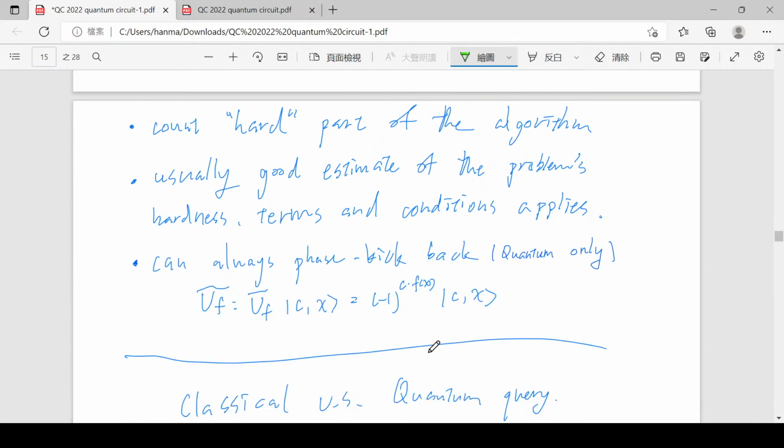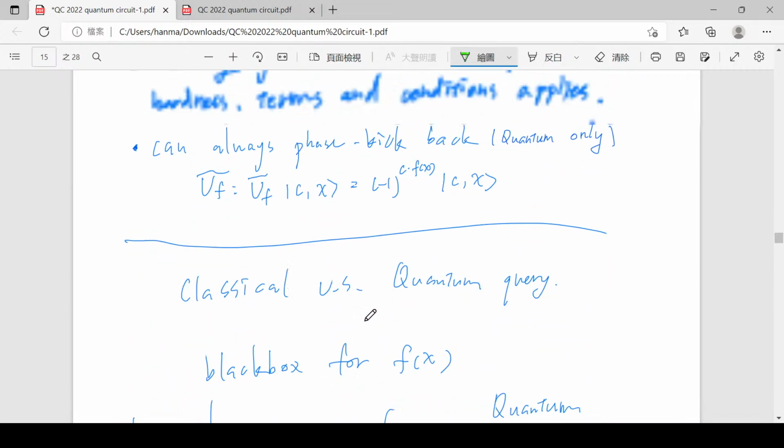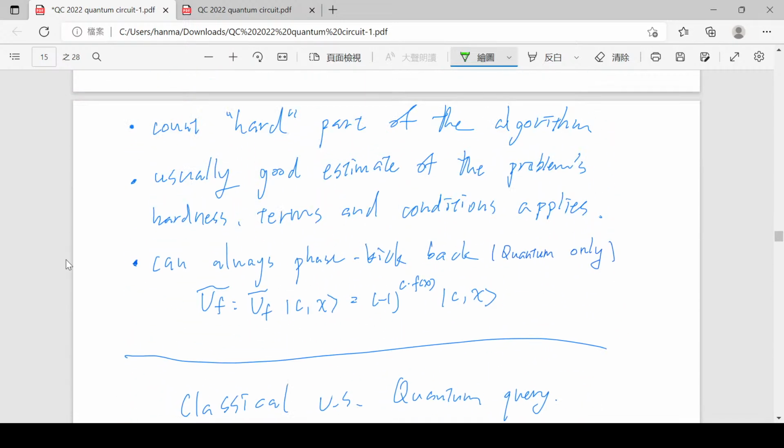And then finally, there is an interesting thing that only happens in quantum queries. For quantum queries, you can always do phase kickback. And I believe this is also a homework problem that you can prove. Not sure.